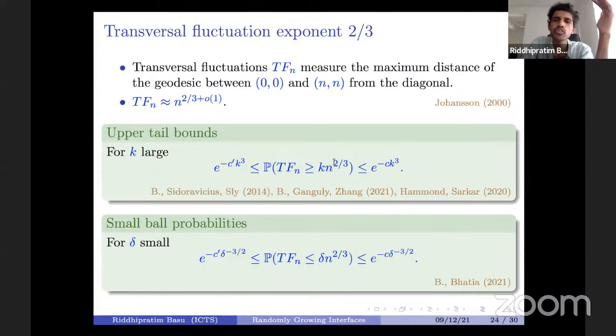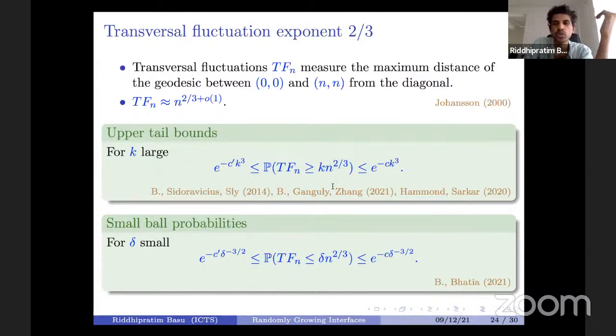So as I said before, let's consider the geodesic between the origin and the (n, n). Let TF_n stand for transversal fluctuation, which denotes the maximum distance between the geodesic and the diagonal. As I said, the typical value of this transversal fluctuation is like n to the 2/3, and one can actually get quite precise scale estimates for that.